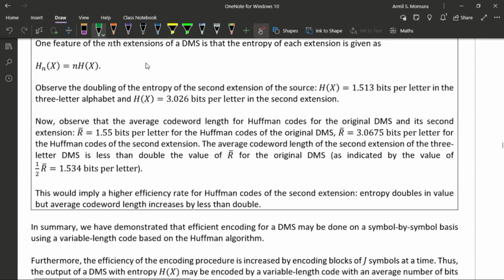So observe the doubling of the entropy for the second extension. But the average code word length for the original DMS was 1.55 bits per letter, while it is 3.0675 bits per letter for the second extension. So the entropy doubled, but the average code word length did not increase at the same rate. Therefore, it implies a higher efficiency for Huffman codes of the second extension.